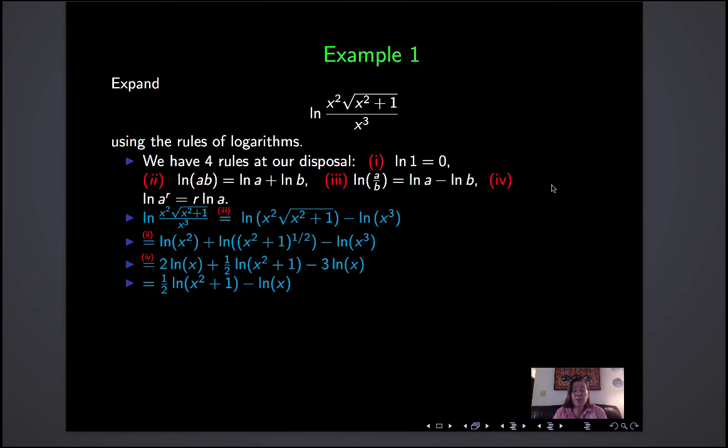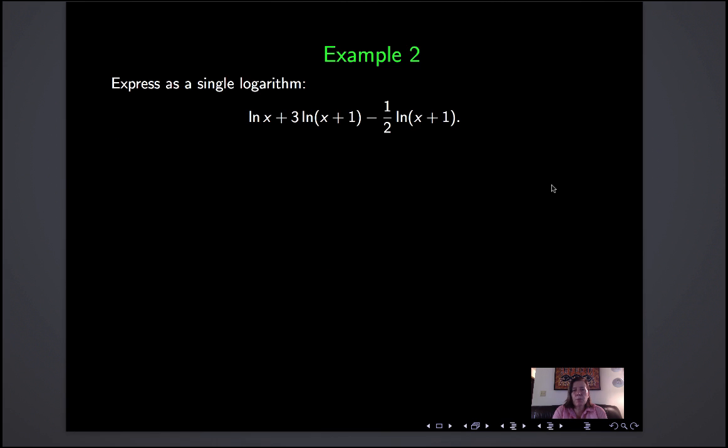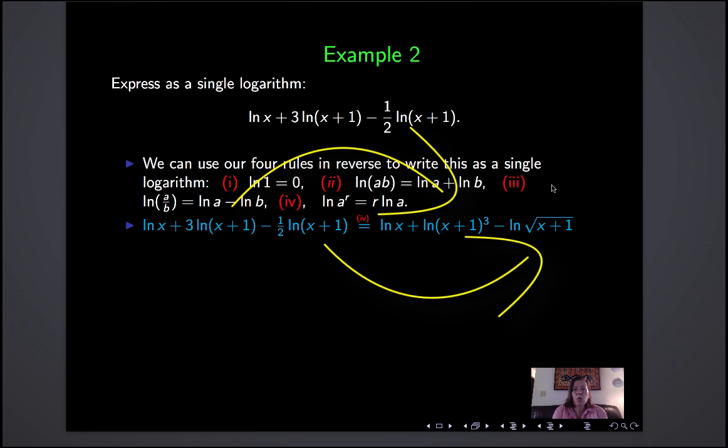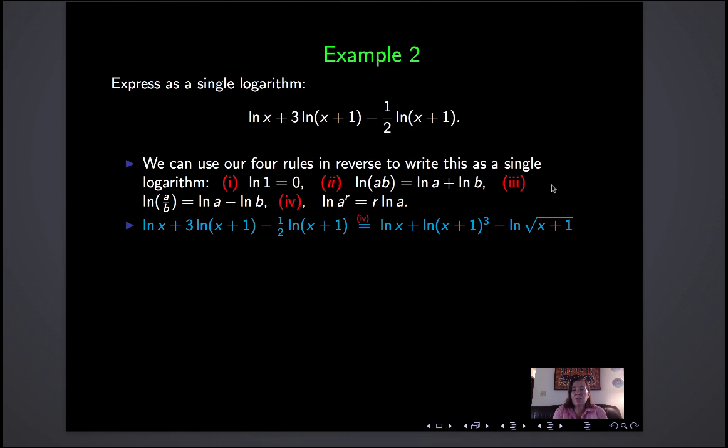Now, it's important to practice this before you work on logarithmic differentiation. Now, suppose I want to go in the reverse direction, and instead of expanding, I want to express this function as a single logarithm. Well, now I have to use the rules in reverse. We can, first of all, take care of the powers. With the reverse of rule number 4, we can express 1/2 the natural log of x squared plus 1 as the natural log of the square root of x squared plus 1, and 3 times the natural log of x as the natural log of x cubed.